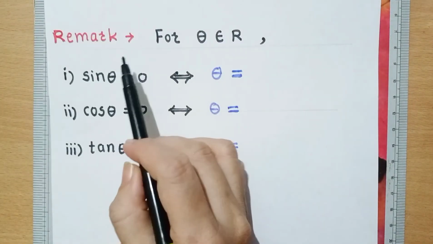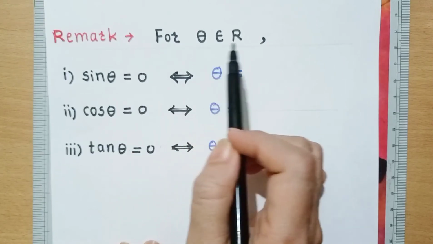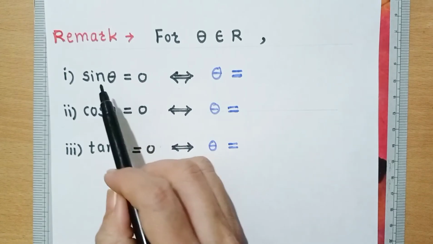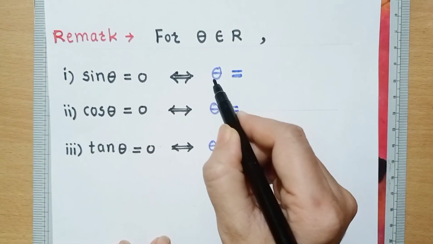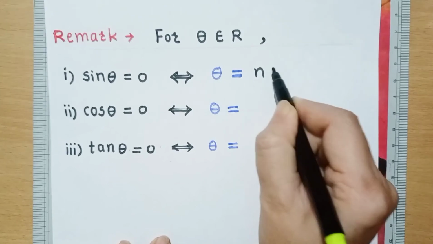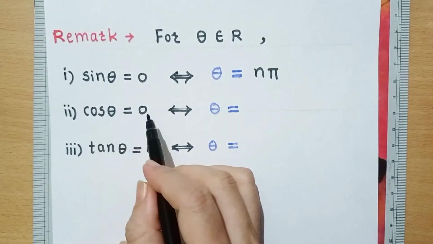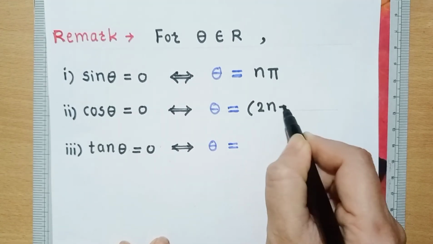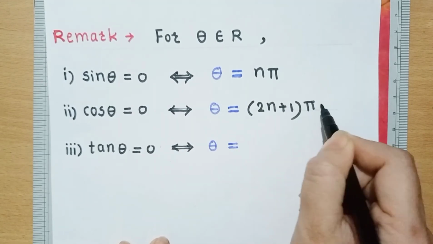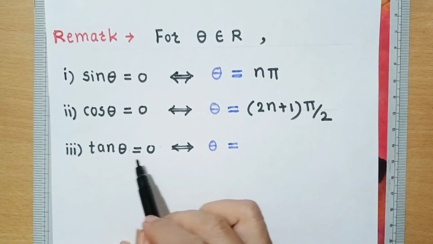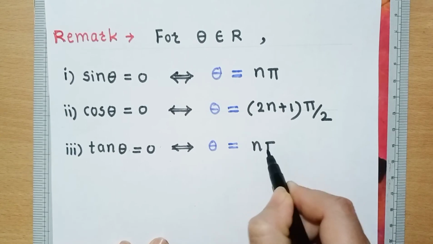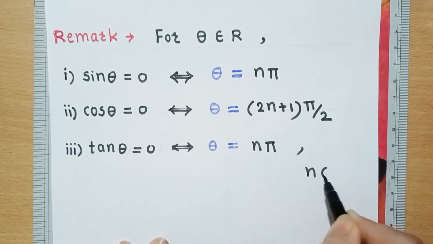One remark is there, for theta belongs to R, we will write the general solution for these three. Sin theta is equal to 0 if and only if theta is equal to n pi. Cos theta is equal to 0 if and only if theta is equal to (2n plus 1) pi by 2. And tan theta is equal to 0 if and only if theta is equal to n pi, where this n belongs to the set of integers.